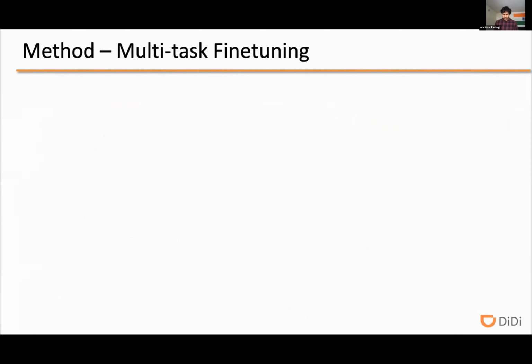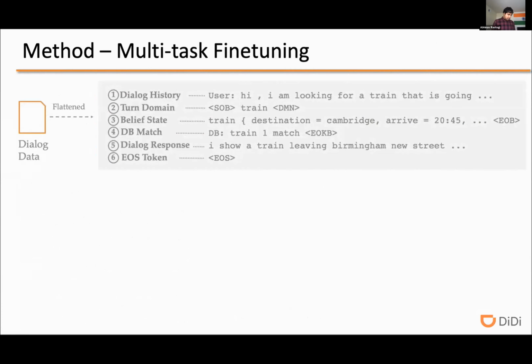On this page, I'll be describing how to fine-tune GPT-2 on the MultiWOZ dataset. We take the dialog context and the annotations of one turn and convert them into a long text string. The text string has 6 components: dialog history, turn domain, which shows the domain of the current turn, belief state, which is a flattened dictionary, DB match, which indicates how many entities matched in the DB based on the belief state, dialog response, and then the end of sentence token.